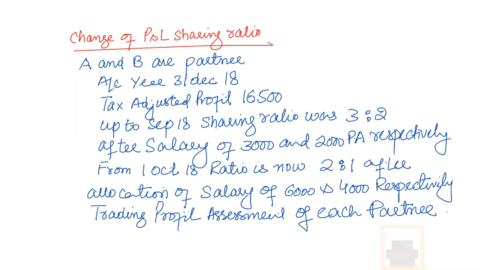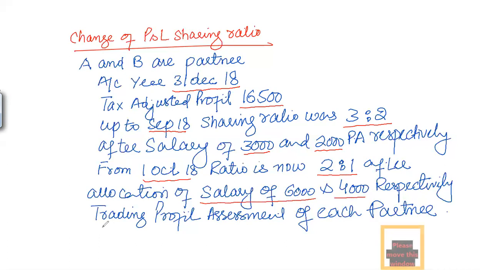A and B are partners. Accounting year end is 31st December 2018. Tax adjusted trading profit is 16,500 up to September 18. That means till September 18. So for example, from January to September, then October, November, December. For the first 9 months, the sharing ratio was 3:2, and annual salary was decided at 3,000 and 2,000 respectively. From 1st October onwards, the ratio is now 2:1 after allocation of an annual salary of 6,000 and 4,000 respectively. Calculate the trading profit assessment of each partner, that is A and B.